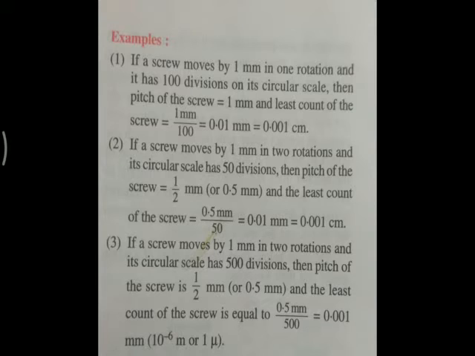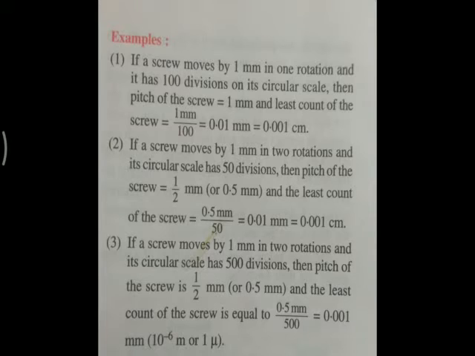Another example has been taken with a different pitch and different divisions. Here a screw moves 1 millimeter in 2 rotations. That means in 1 rotation it will move only 0.5 millimeter. So pitch is 0.5 mm, right? Now the number of divisions is given as 50. Least count is pitch divided by number of divisions, that means 0.5 divided by 50. So you get 0.01 mm or 0.001 centimeter.